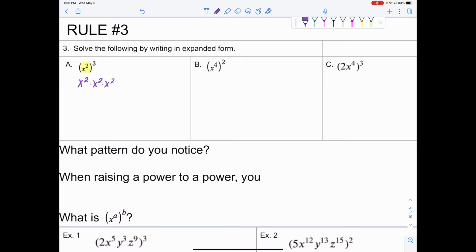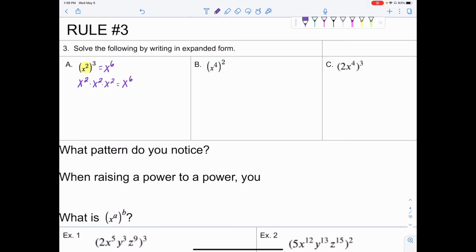And then remember last time, you guys figured out that if we're multiplying the same base, we're going to keep the base the same, and then we can add our exponents. So 2 plus 2 plus 2 is 6. So x squared raised to the third power would be x to the 6th.